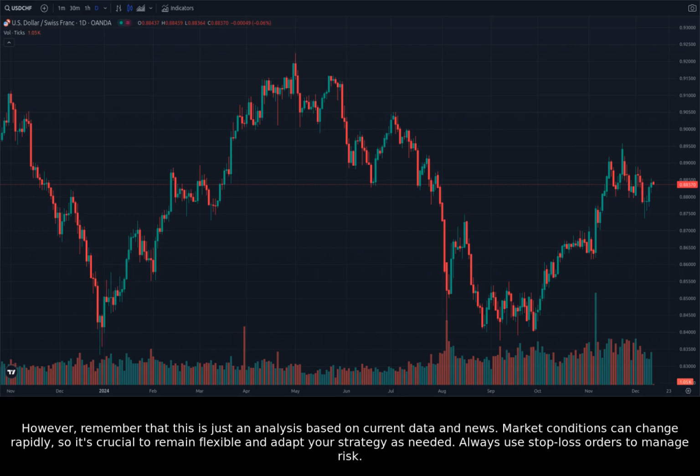However, remember that this is just an analysis based on current data and news. Market conditions can change rapidly, so it's crucial to remain flexible and adapt your strategy as needed. Always use stop-loss orders to manage risk.